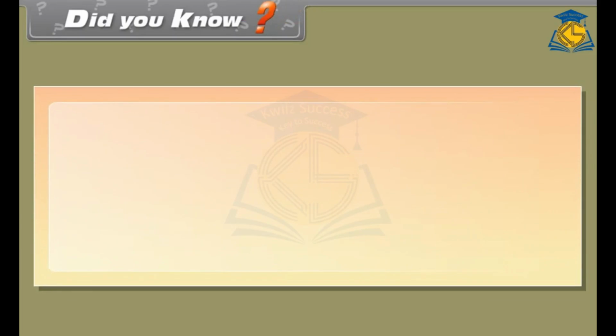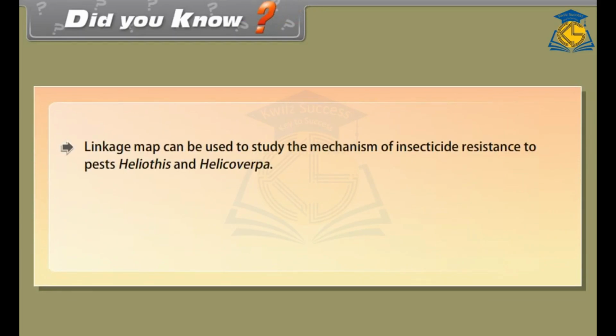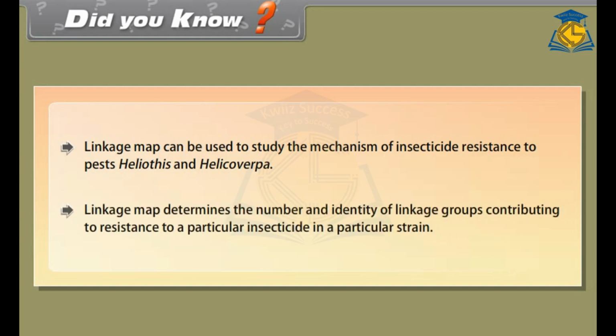Did you know? A linkage map can be used to study the mechanism of insecticide resistance in pests Heliothis and Helicoverpa. A linkage map determines the number and identity of linkage groups contributing to resistance to a particular insecticide in a particular strain.